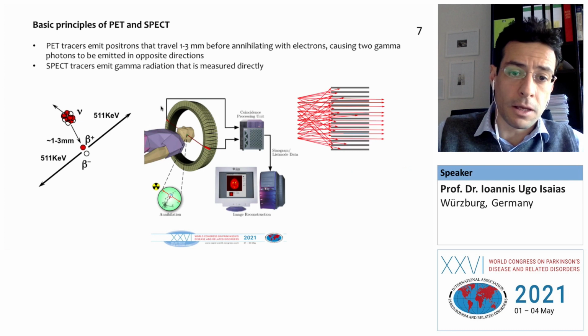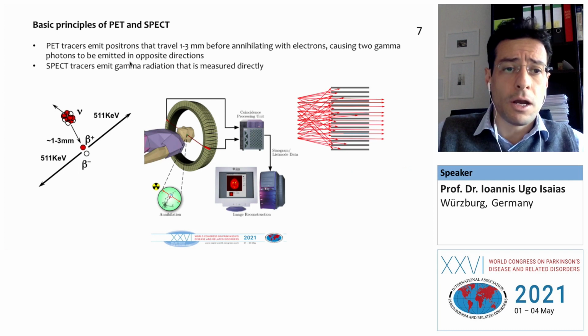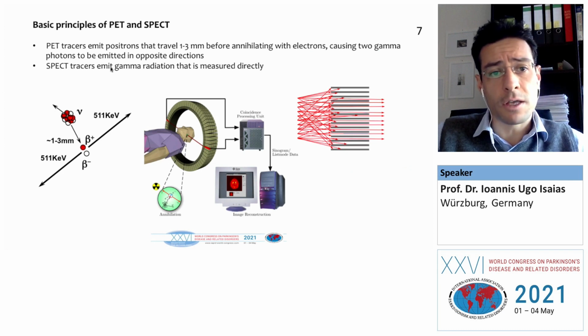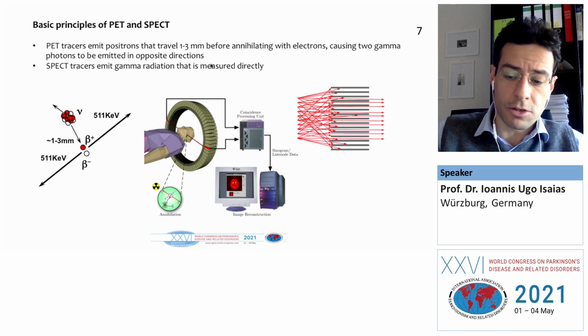And this is the image of the collimator that is capturing the two gamma photons, and by computing the delay, it can reconstruct the images. SPECT tracers instead emit single gamma radiation, so the quality of the image is lower than PET investigations.